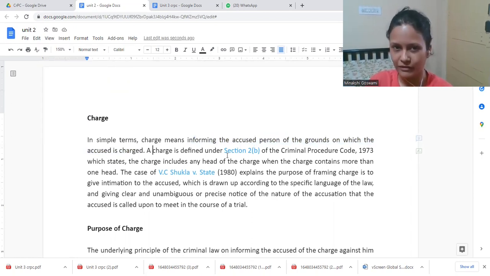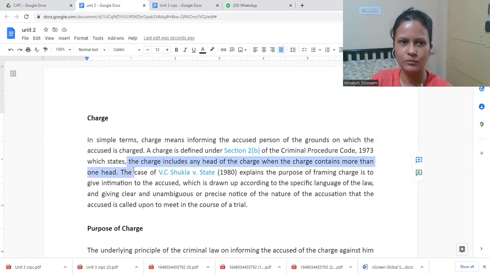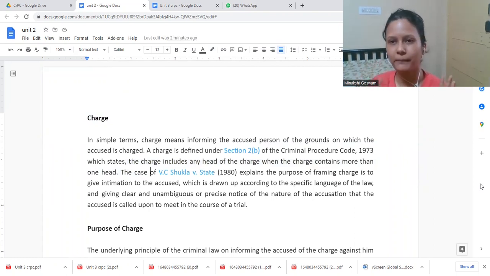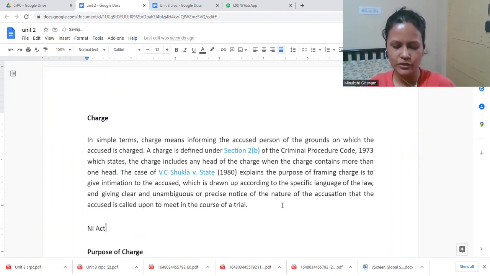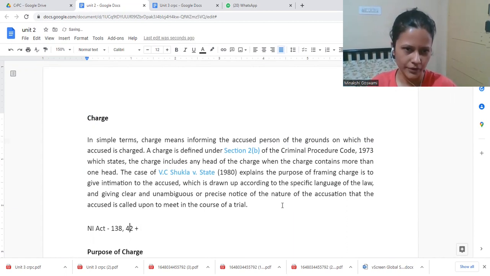If we talk about the definition under CRPC, it's given in section 2B of CRPC. That states the charge includes any head of the charge when the charge contains more than one head. Now, it might happen that one person has committed one wrong. Take for example, check bounce. He has given a check to another person and the check got dishonored. Mostly we see that a case will be filed under Negotiable Instruments Act section 138, 142 plus, and along with that, they will also add provisions of IPC, like 140 IPC and all.